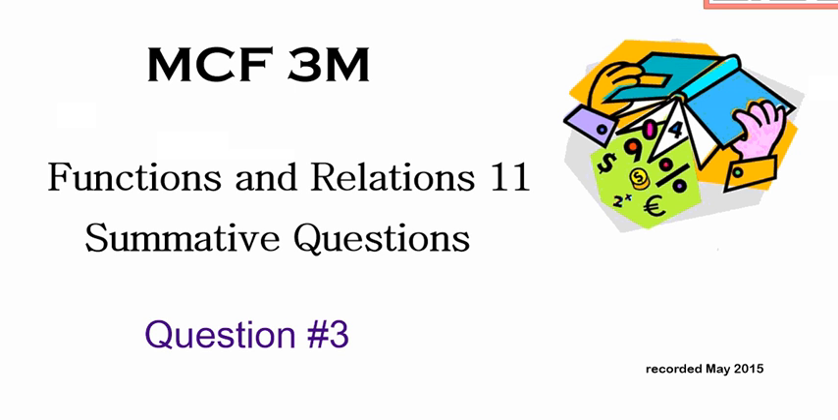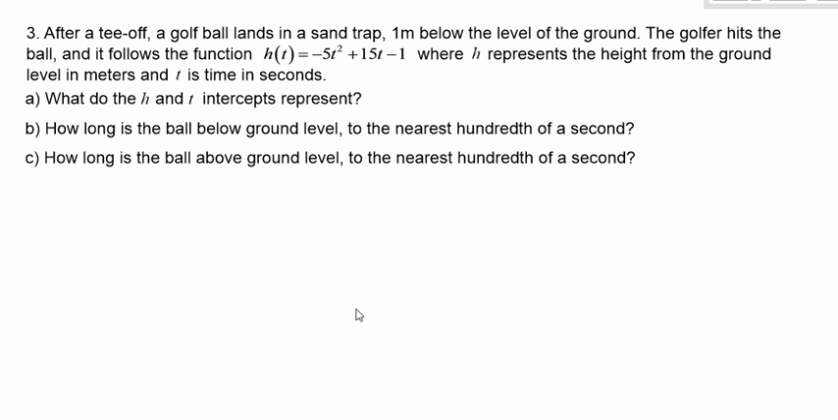This video is for grade 11 students in functions and relations who are working on the year-end summative. This is question number 3. After a tee-off, a golf ball lands on a sand trap 1 meter below the level of the ground. The golfer hits the ball and it follows the function.